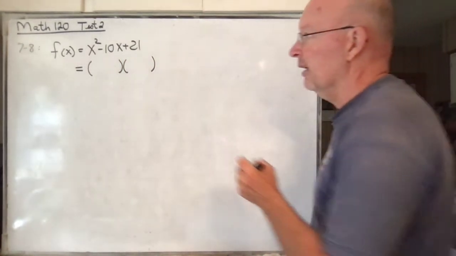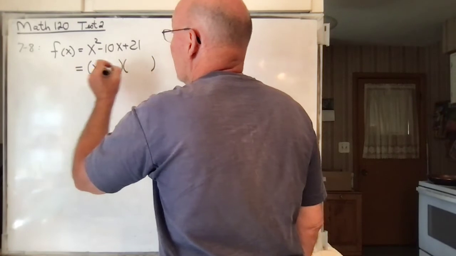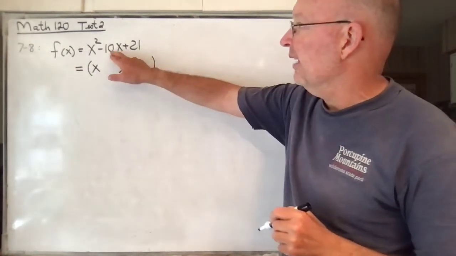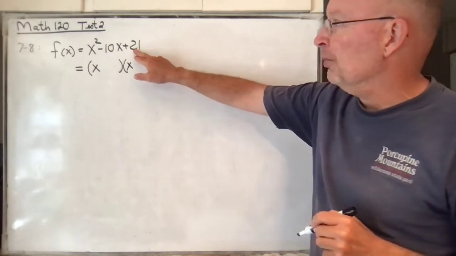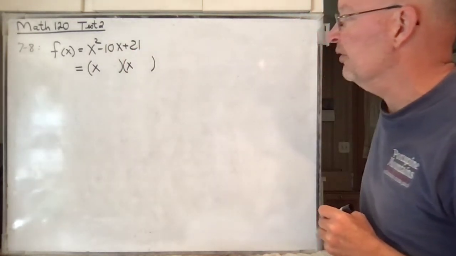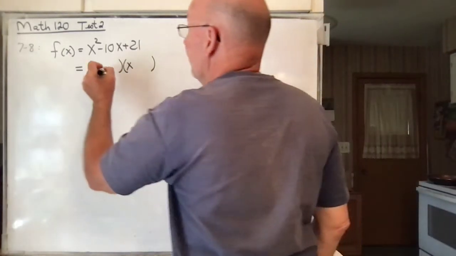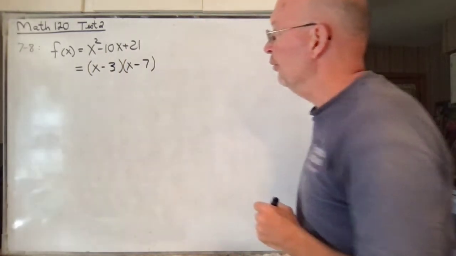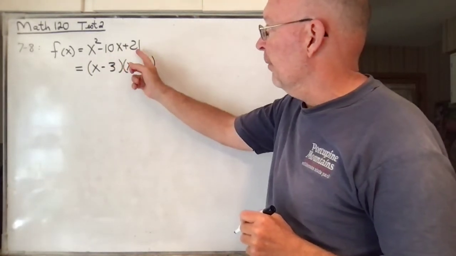How do you factor that? You again put x's right there. You want two numbers that add to negative 10 and that multiply to 21. And you don't have too many choices here. We're going to give you pretty easy ones to choose from. So negative 3 and negative 7 will work. Those two things add to negative 10 and multiply to 21.